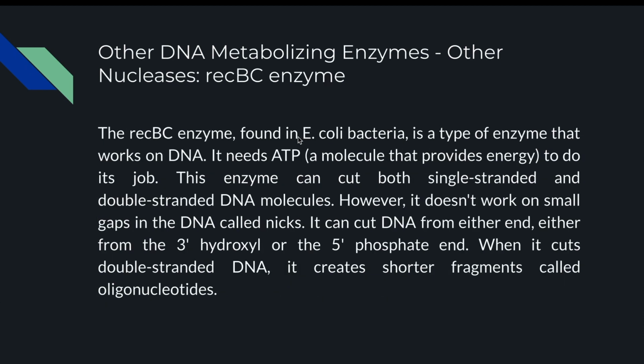Direct BCM enzyme, found in E. coli bacteria, is a type of enzyme that works on DNA. It needs ATP, your adenosine triphosphate, to do its job, so it's energy requiring. This enzyme can cut both single-stranded and double-stranded DNA molecules. However, it doesn't work on small gaps in the DNA called nicks. It can cut DNA from either end, either from the 3' hydroxyl or from the 5' phosphate end. When it cuts double-stranded DNA, it creates shorter fragments called oligonucleotides.